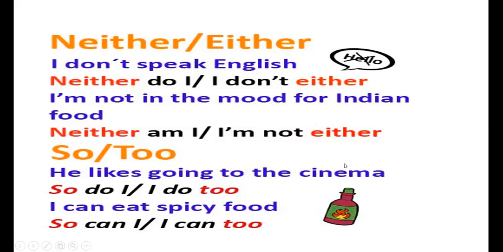Here I have for affirmative. She likes going to the cinema. So do I, or I do too. I can eat spicy food. So can I. I can too.